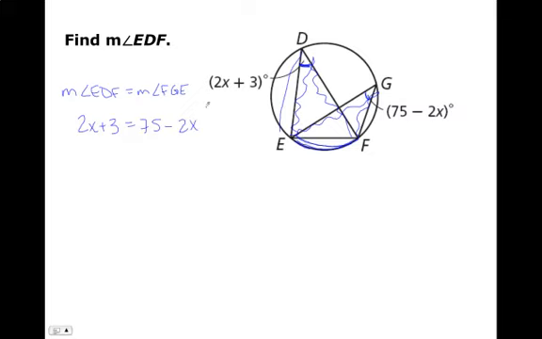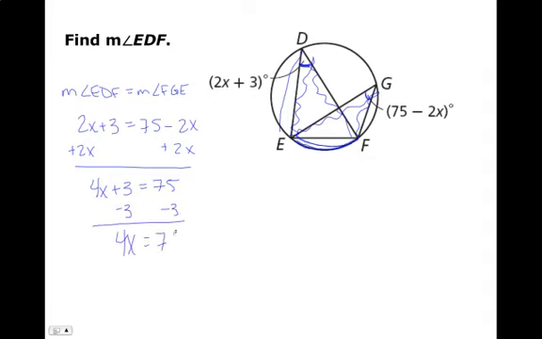and solve for x. We can add our 2x, subtract our 3, divide both sides by 4, and we get that x is 18.